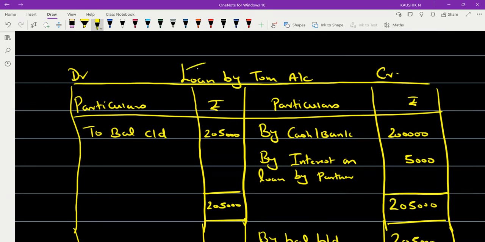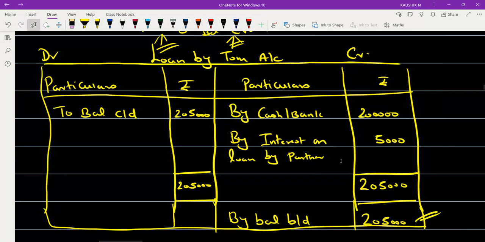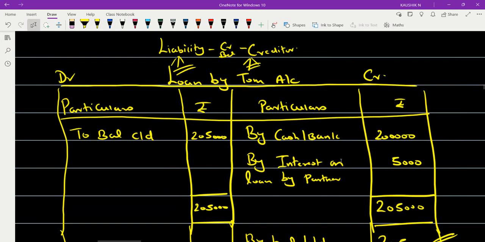It is an account of loan. So this is a loan provided by a partner called Tom. He is an individual. Loan is a liability, and Tom is the one who provided the loan, so he is a creditor. So a liability account or a creditor account will show a credit balance, and you can find here the balance is brought down on the credit side. So even that is getting matched. The concept can be understood from this ledger account.